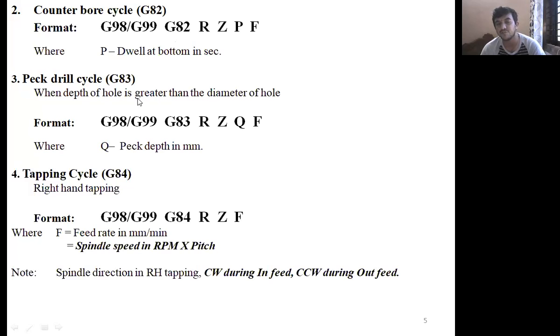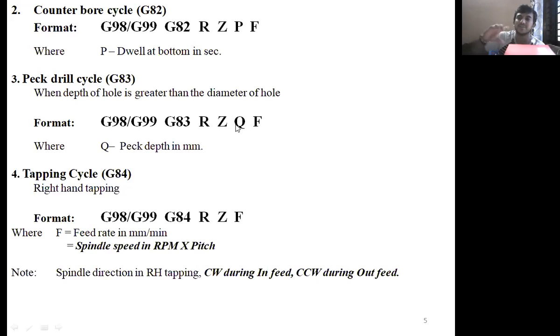When the depth of the hole is greater than the diameter of the hole, then I want to produce a deep hole in the workpiece. Then how do you produce a deep hole in the workpiece? By calling a canned cycle, the peck drill cycle G83. What is the block format? G98 or G99, any one code you can use here. G83 is the peck drill cycle code. R is the safe height or return point, a positive value. Z is nothing but the total depth of the hole. Q is nothing but the peck increment.